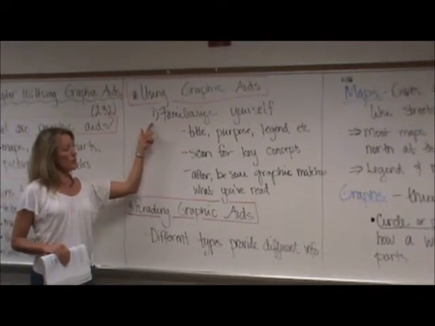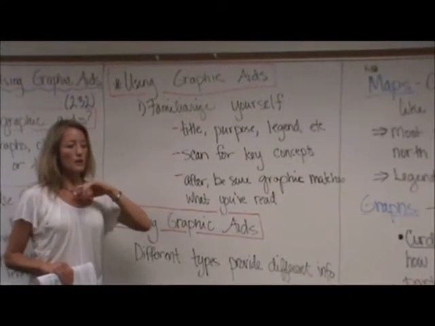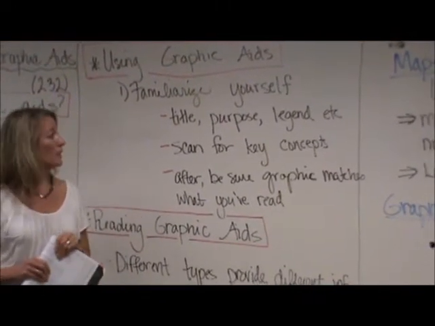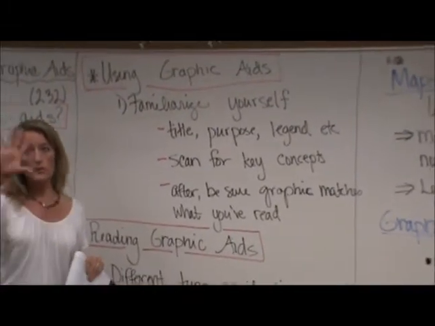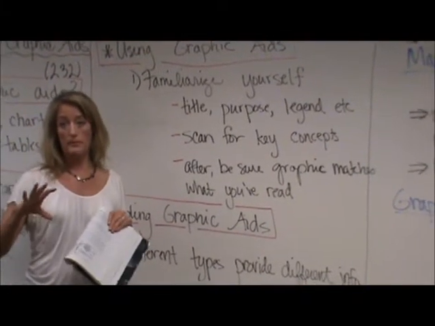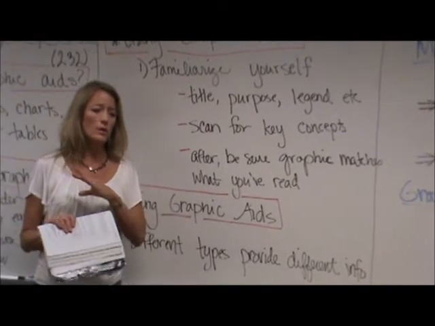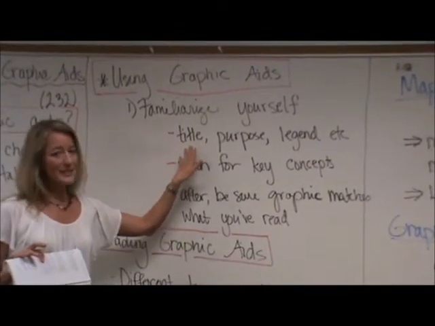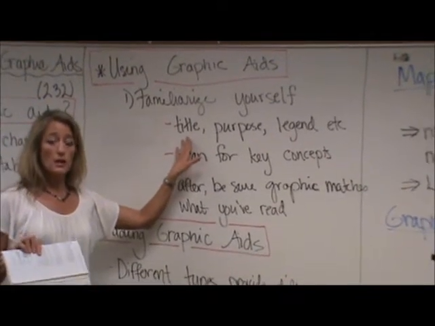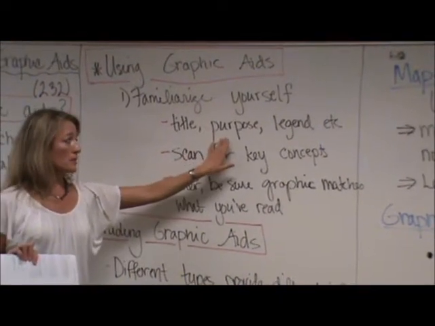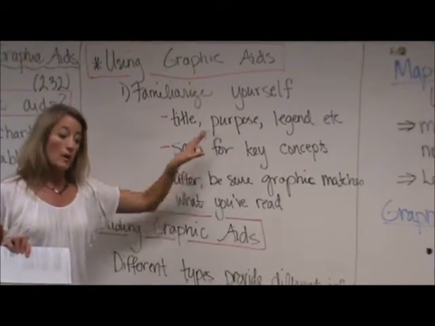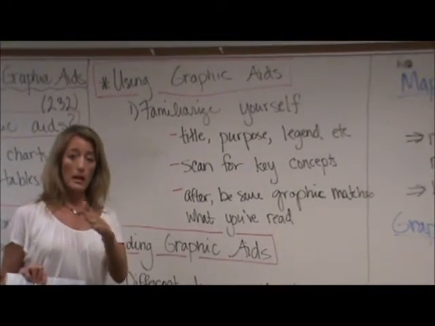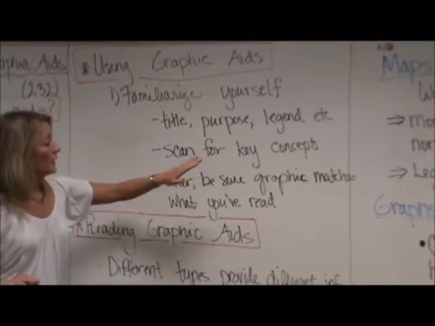You're going to familiarize yourself. So if you are looking at a graphic aid in a history book, for example, maybe it's a Civil War map, and they might have a map of the different battles, you're going to look at the title. It's going to give you a lot of information. The purpose: why is the author telling you this? Well, in that particular case, it might be to show you the different battles and who won and where the battles were fought.